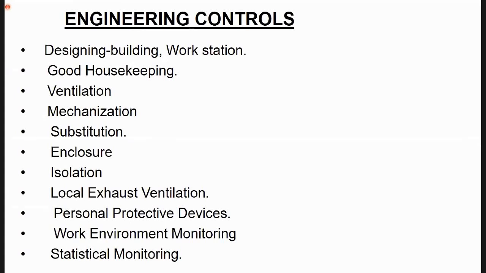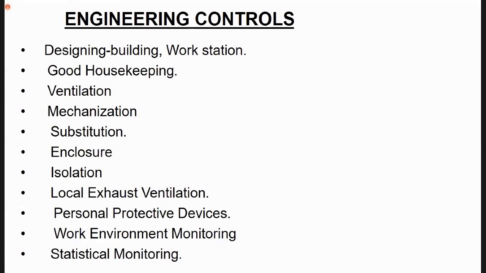So there are a few, like personal protective devices. It is the responsibility of the authority or the owner of the industry or factory that these protective measures should be provided to the worker. And it is the responsibility of the worker to follow and take preventive measures. And these are all environment-related factors.